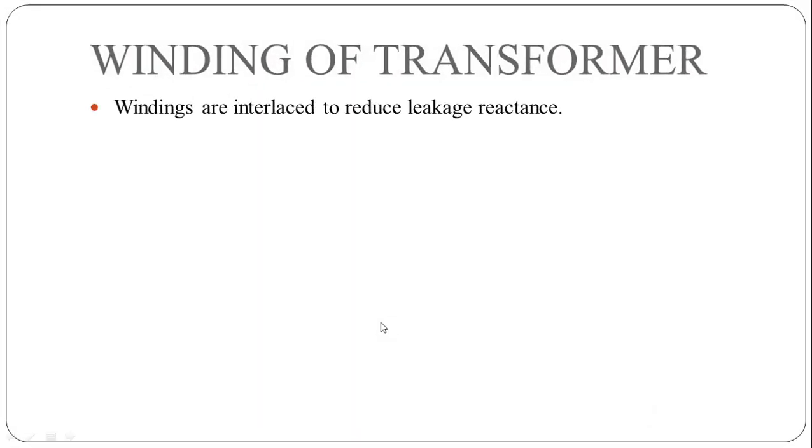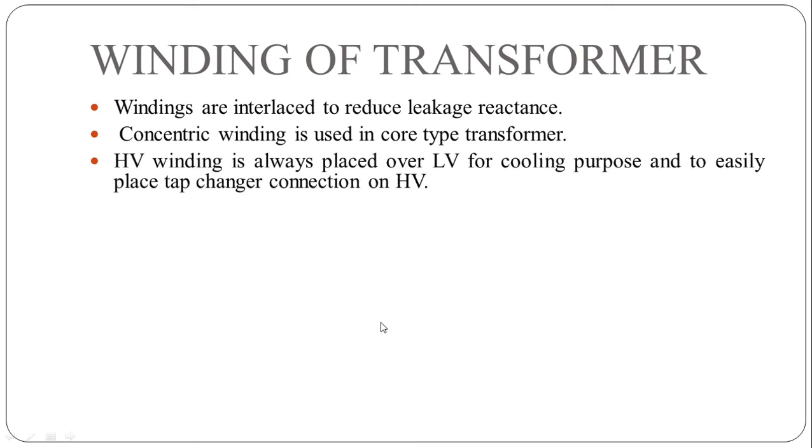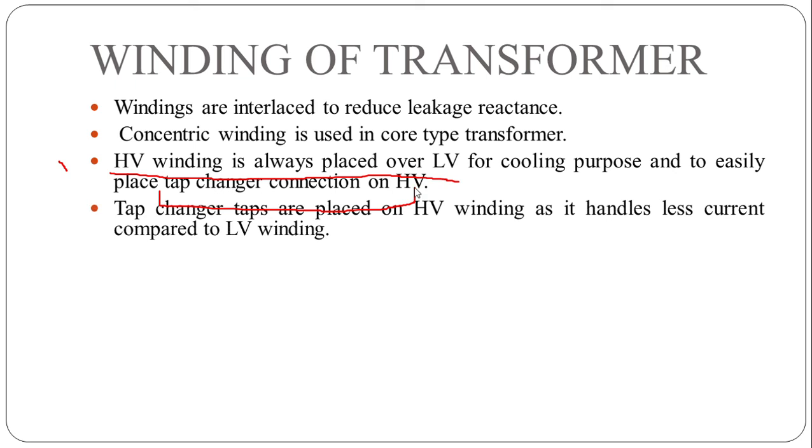Now next is winding of the transformer. Windings are interlaced to reduce leakage reactance. Concentric windings are used in core type transformer. HV winding is always placed over LV winding. This is for the purpose of cooling. Okay, so HV winding is placed over LV winding for cooling purpose and the tap changer is always placed on HV. Okay, why is it so? Because HV handles less current compared to LV winding. That's why the tap changer is placed on HV winding. We know that HV has high voltage and less current and LV winding has low voltage but high current. That's why it is reasonable to place the tap changer on the high voltage winding.